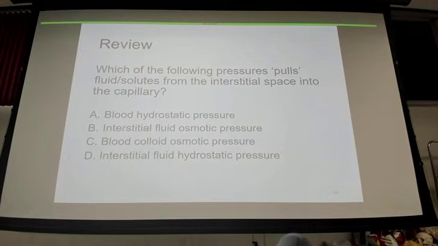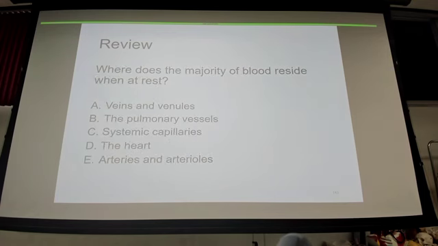So which one pulls from the interstitial space into the capillary? Blood colloid osmotic pressure. That's right. Pulling back into, what's the other word for pulling back into the capillary? Reabsorption, right? Exactly. And what have I talked about multiple times that is primarily responsible for blood colloid osmotic pressure? Albumin, protein, yes. A, that is correct. Veins and venules.